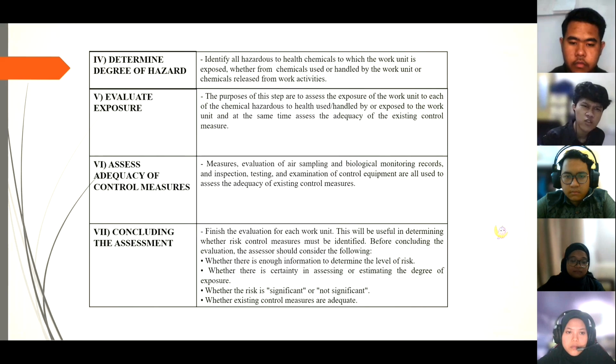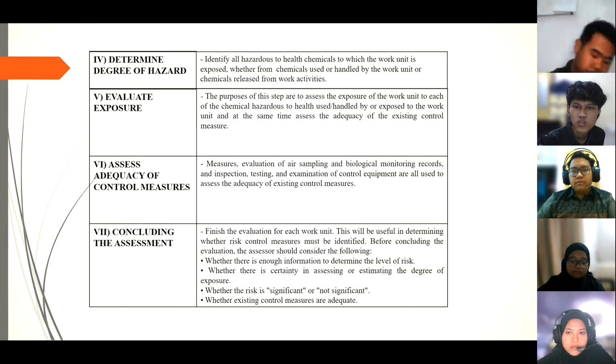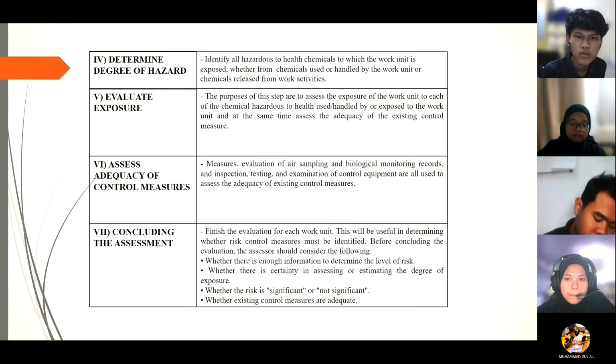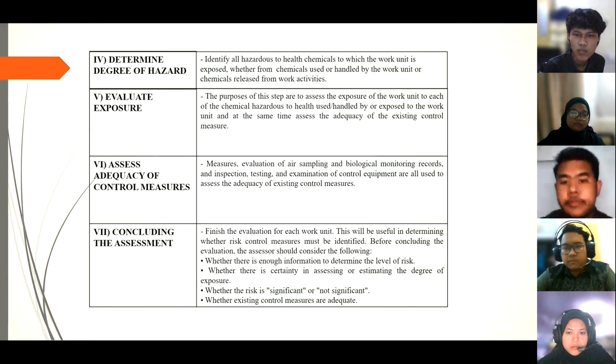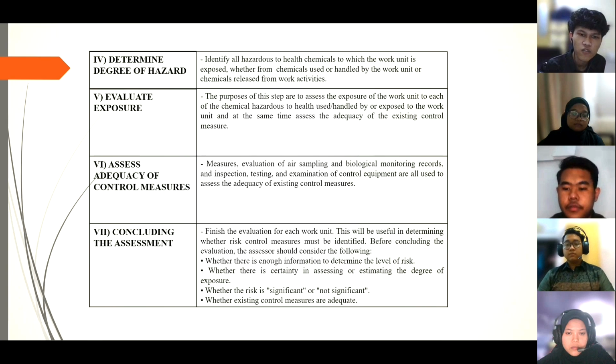Next, evaluate exposure. The purpose of this step is to assess the exposure of the work unit to each chemical hazardous to health used, handled by or exposed to the work unit, and at the same time assess the adequacy of the existing countermeasures. Measurement evaluation of air sampling and biological monitoring records and inspection, testing and examination of equipment are all used to assess the adequacy of existing measures.